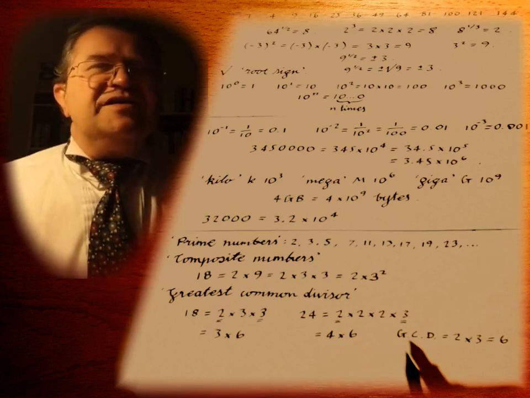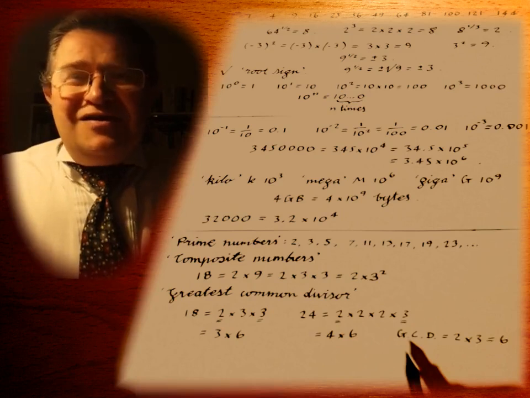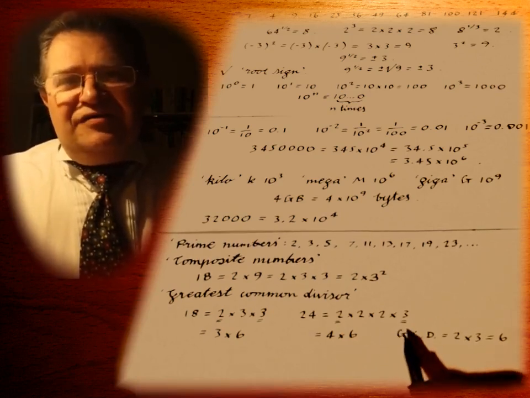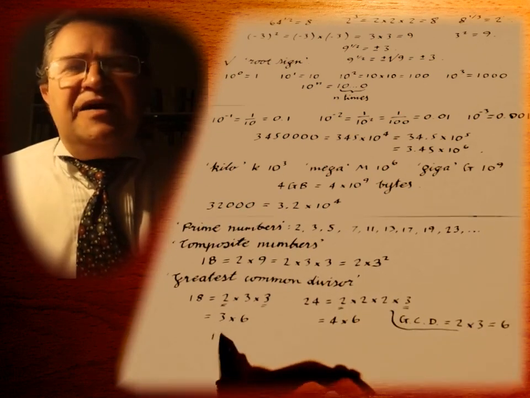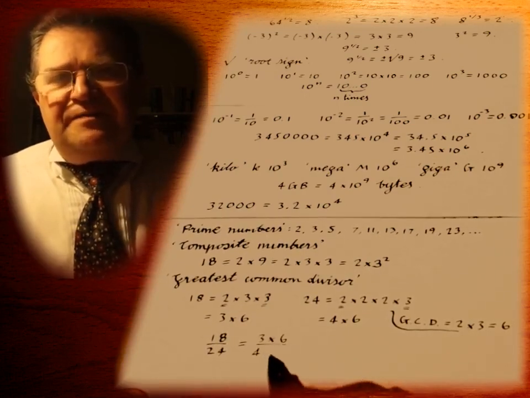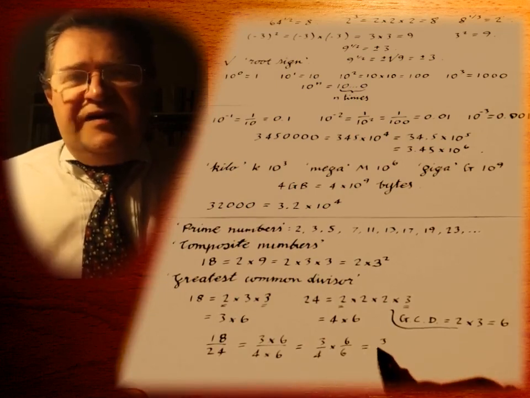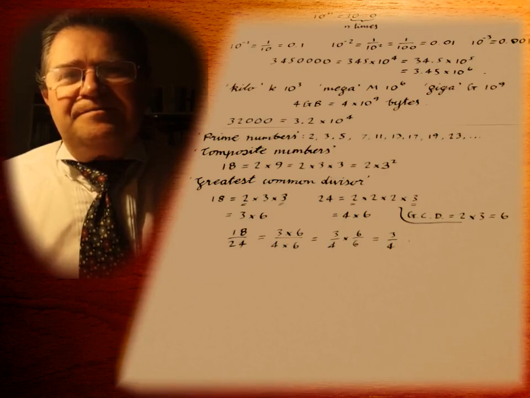This lights the way to the systematic simplification of fractions, because the greatest common divisor is the part which cancels out of heavy fractions. To continue the example, 18 divided by 24 is 3 times 6 over 4 times 6. It's 3 over 4 times 6 over 6 is 3 quarters, because the 6 divides itself away.